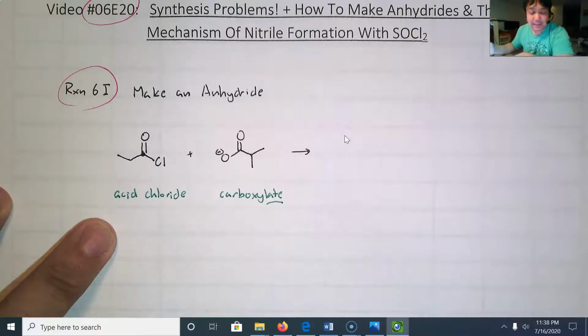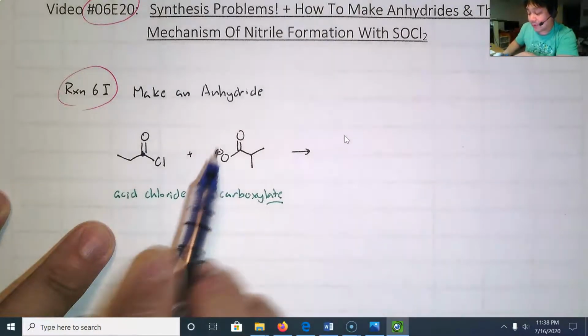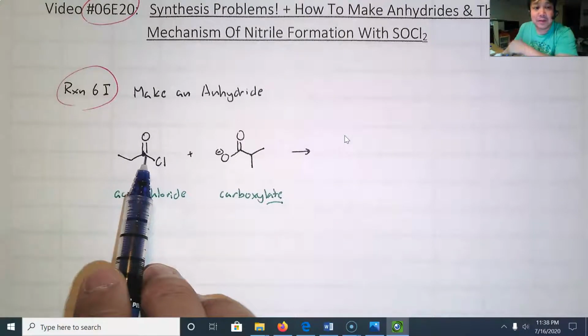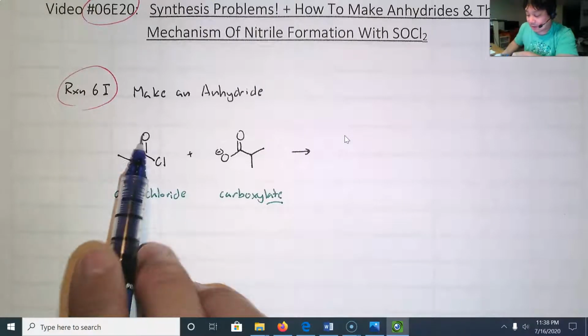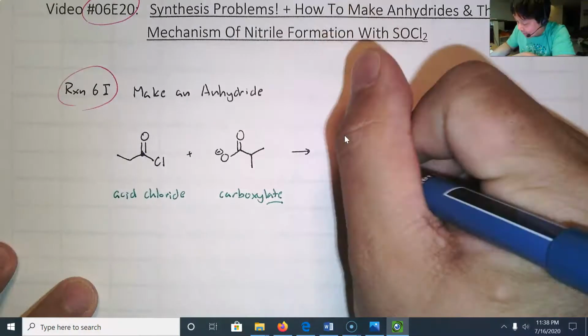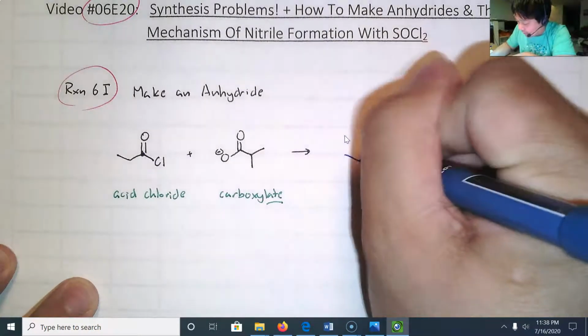And the mechanism is easy. I'm not going to even go through it. You could visualize it with me. The O comes in, you make the what intermediate? You make the tetrahedral intermediate. The double bond reforms and you kick out the chlorine. Anyway, here's your anhydride.